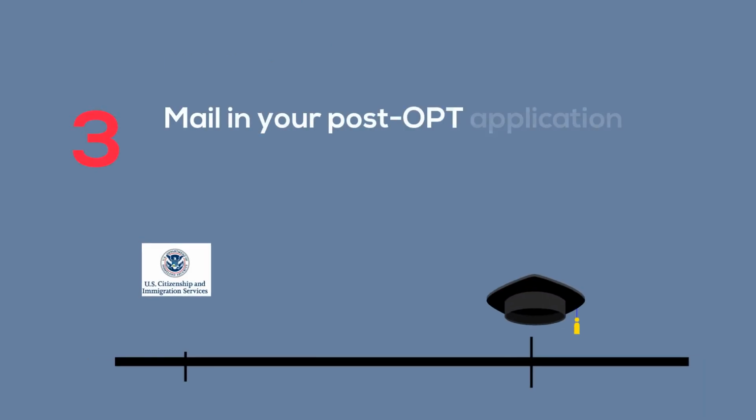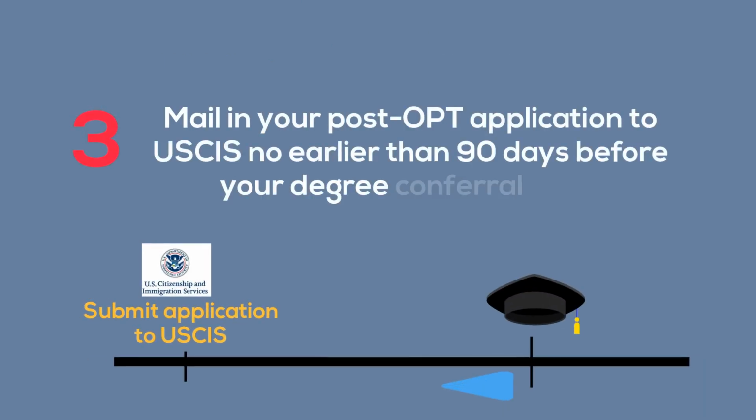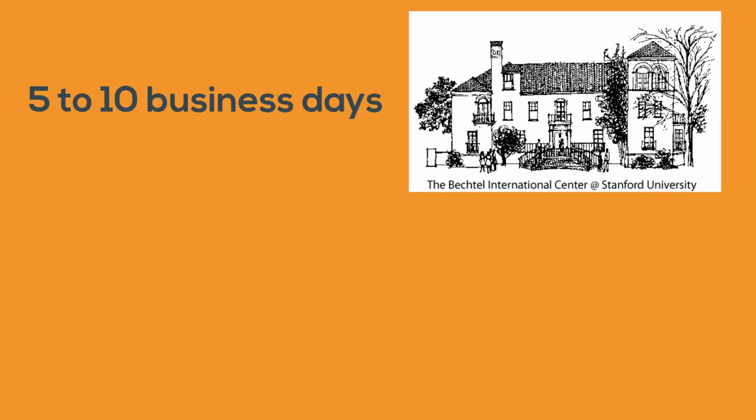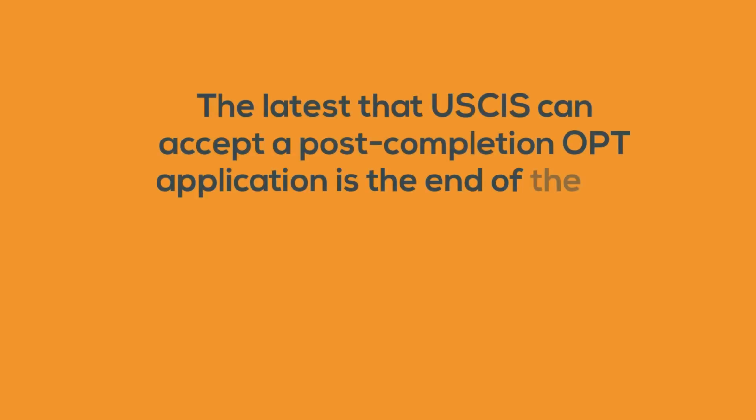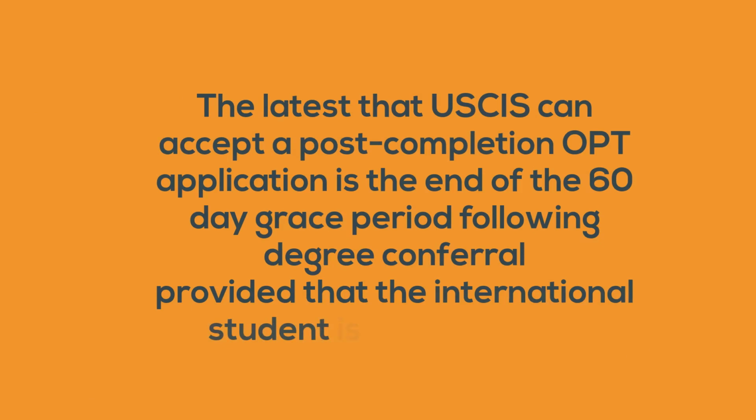Step 3. Mail in the post-OPT application to USCIS no earlier than 90 days before the degree conferral date. Processing time for Bechtel to endorse your OPT I-20 is 5 to 10 business days. The processing time for USCIS is approximately 90 to 120 days. The latest that USCIS can accept a post-completion OPT application is the end of the 60-day grace period following degree conferral, provided that the international student is still in the United States.